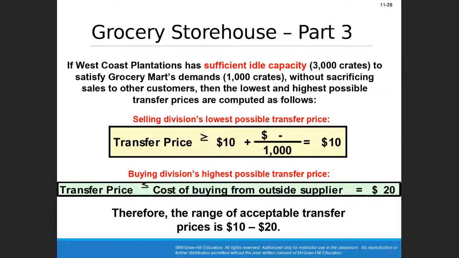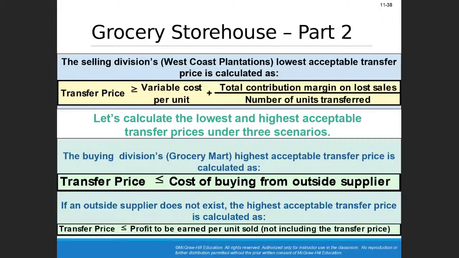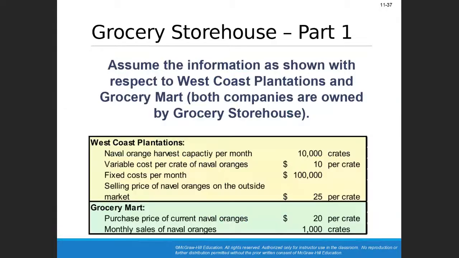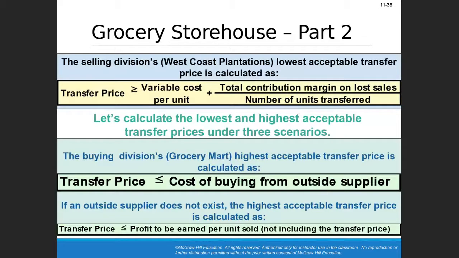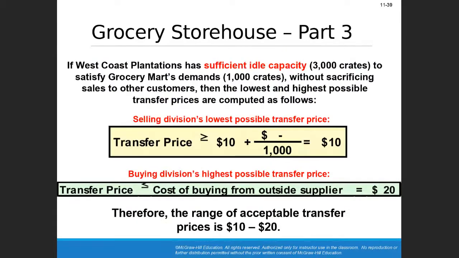All right, so let's suppose. Remember, part of this equation is the total contribution margin on lost sales. I can only make 10,000 crates of oranges per month. If I sell you all my crates, well, I only need to sell you 1,000. That only leaves me 9,000 crates. But if somebody else is willing to pay me $25 a crate, I may not sell it to you. I may not have any room to make it to you. But let's suppose that the Orange Grove has 3,000 crates. We can do it. They want 1,000 crates, so that's no problem.